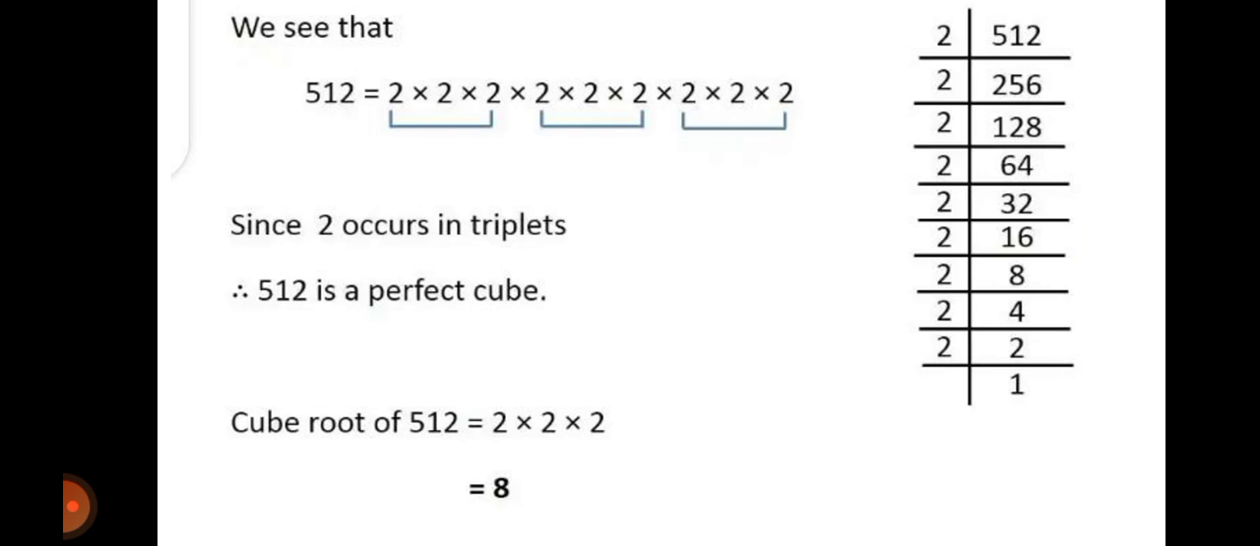Divide 64 by 2 to give you 32. By 2 to give you 16. By 2 to give you 8. By 2 to give you 4. By 2 to give you 2. By 2 to give you 1. So bring out all these 2s.